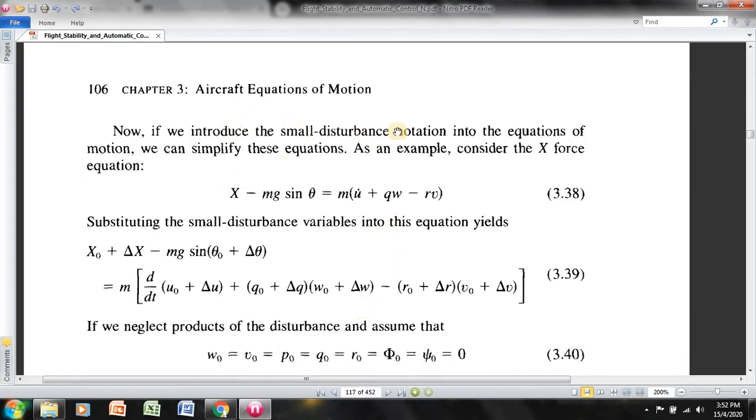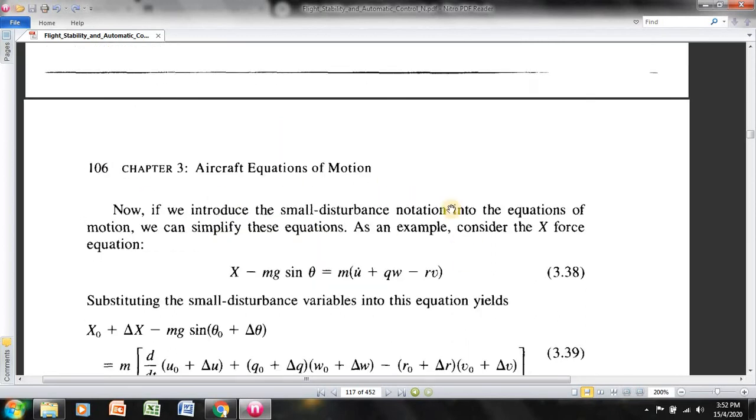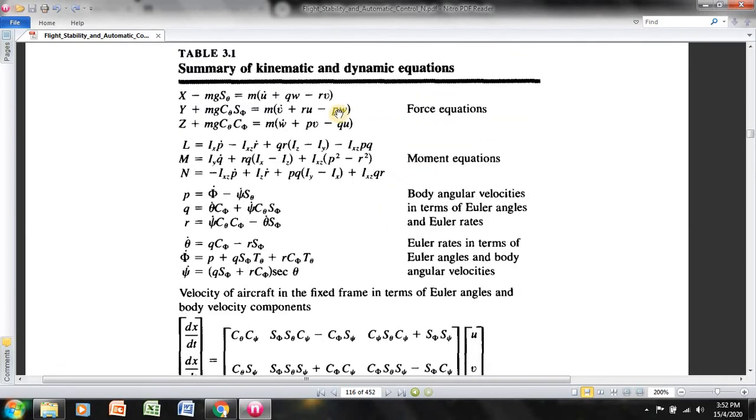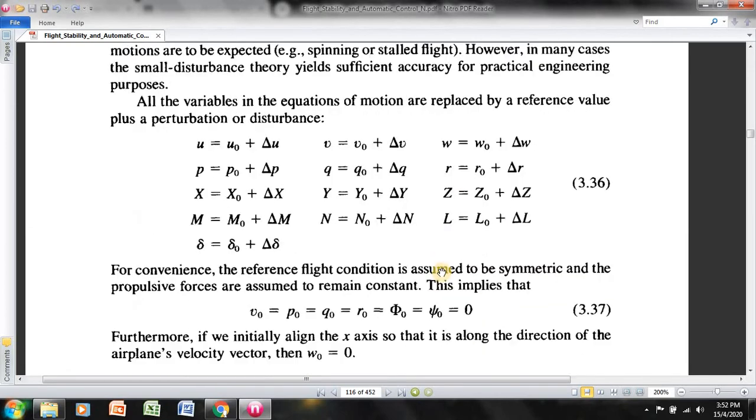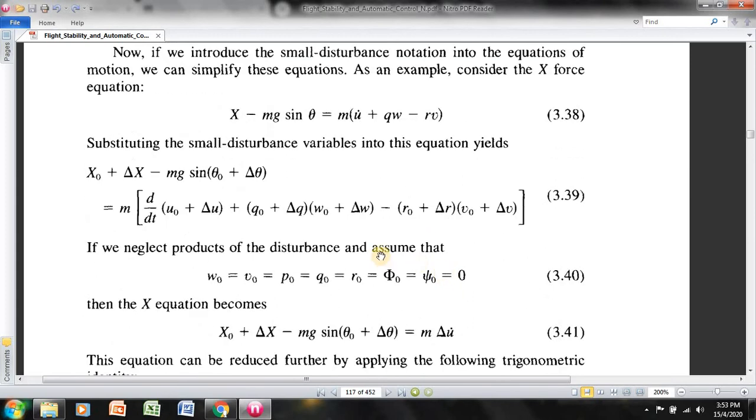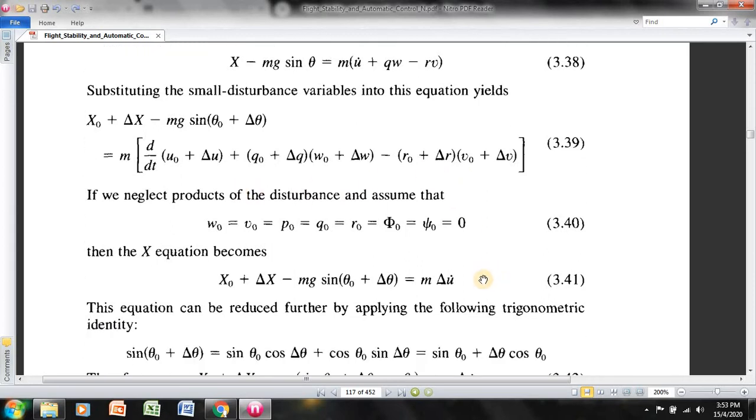Now we introduce the small disturbance notation into the equations of motion. So let's take the first equation. Let's introduce this: X equals X naught plus delta X. So we add it in, and then we neglect all the products of disturbances, which are assumed to be zero. So many things to be zero. In the end, the x equation is only this one.